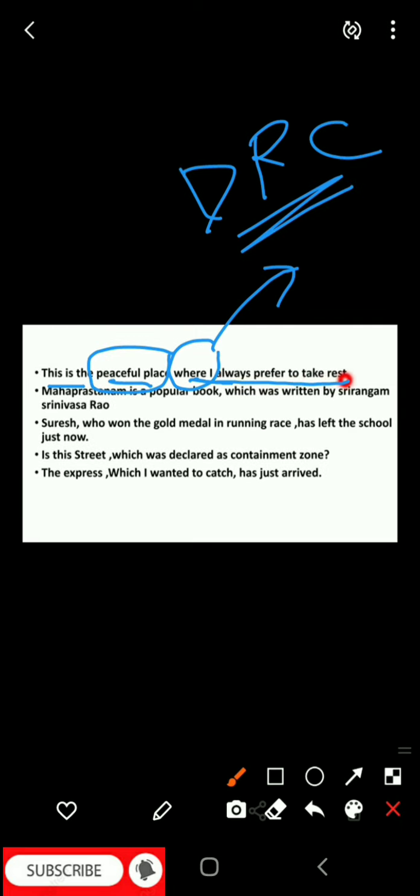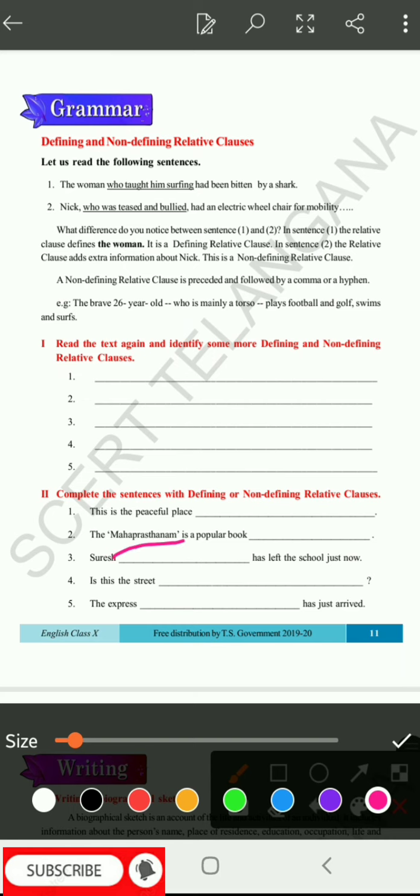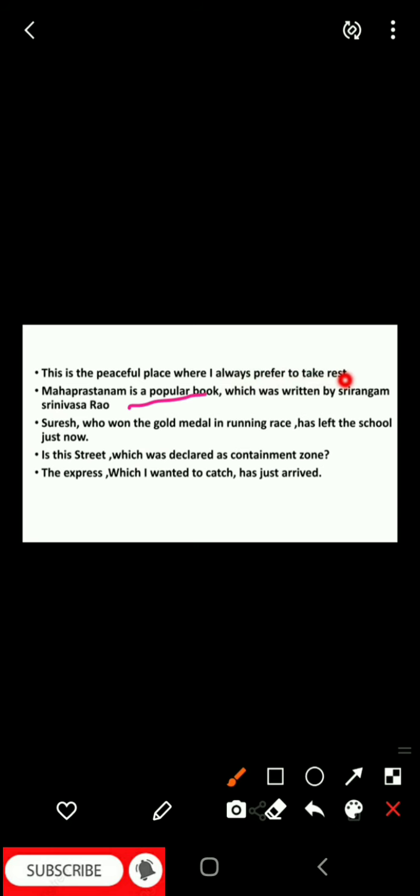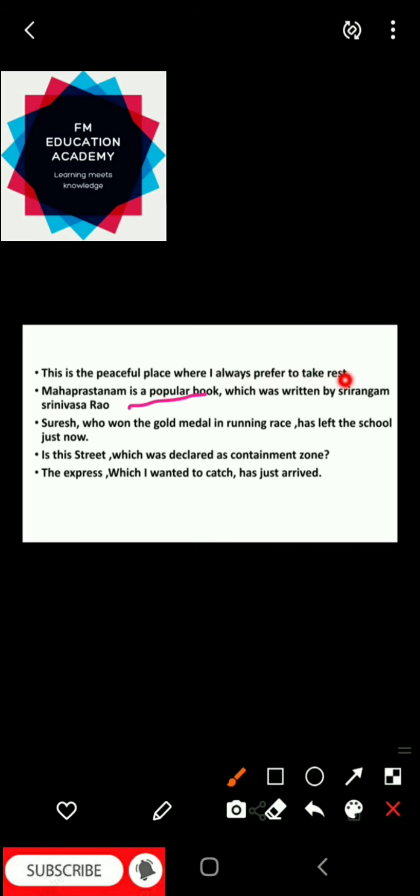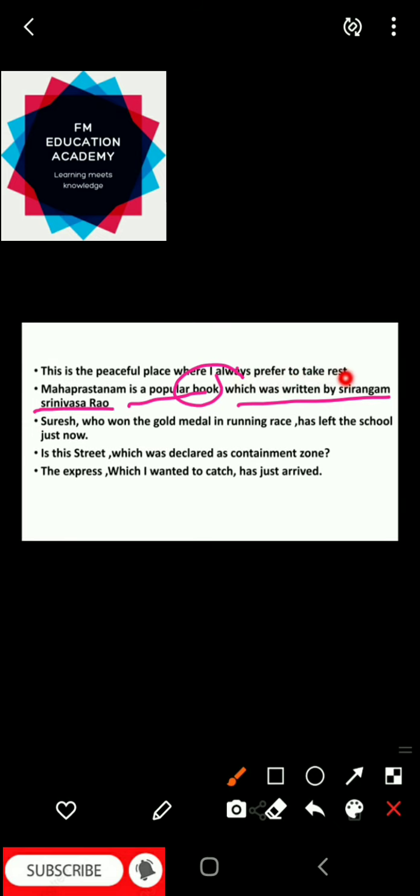Now the second sentence is, the Mahaprasthanam is a popular book dash. So what can we apply? The Mahaprasthanam is a popular book which was written by Sri Rangam Srinivasa Rao. So we are saying here which was written by, because we have to give information about the book. So it is a defining relative clause, since we are defining who wrote the book. Now we are saying that it is a popular book also, and we are saying who wrote that book.